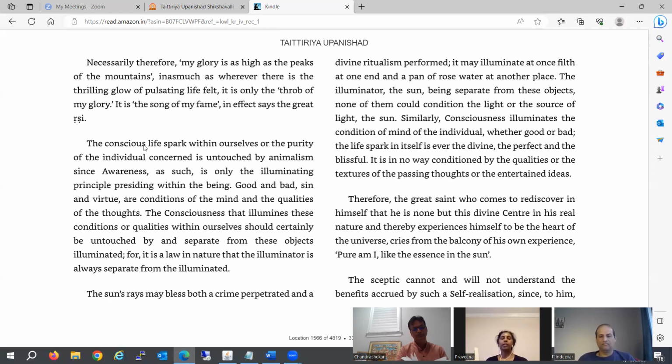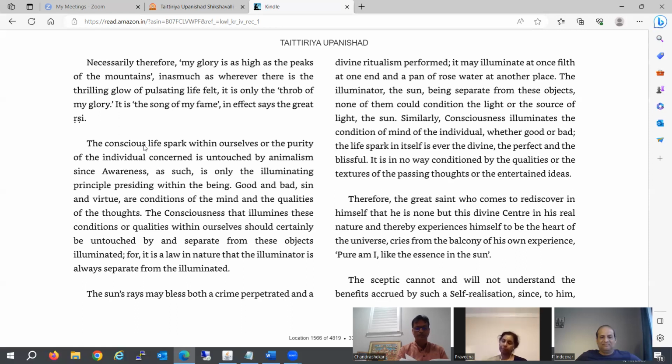You got that? The sun. Got the meaning of that? Illuminator and illuminated, they're two separate. They're not one and the same, is what they're saying. So now we're coming to the consciousness.